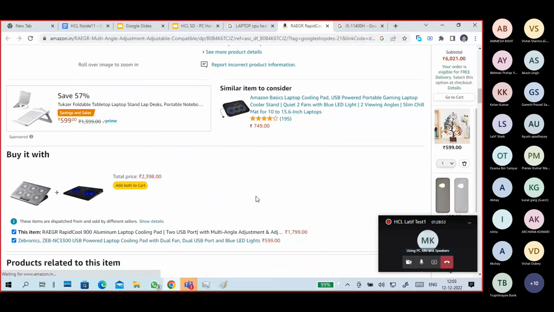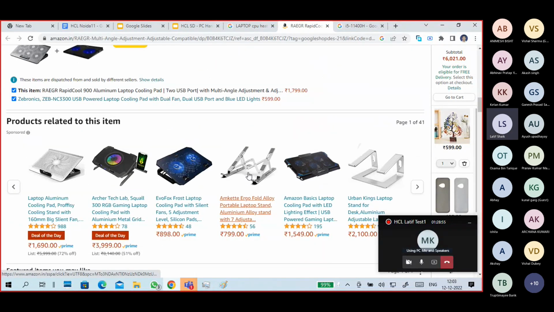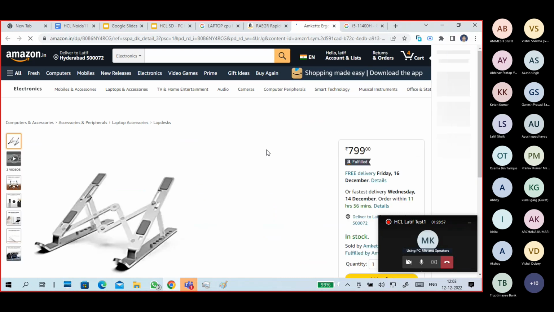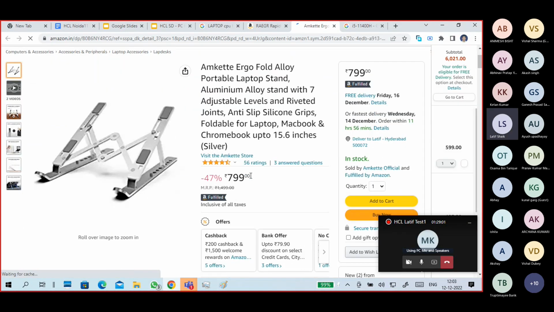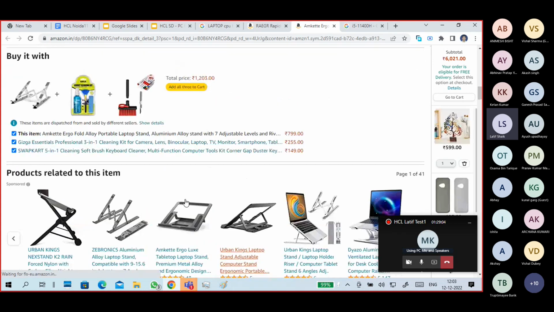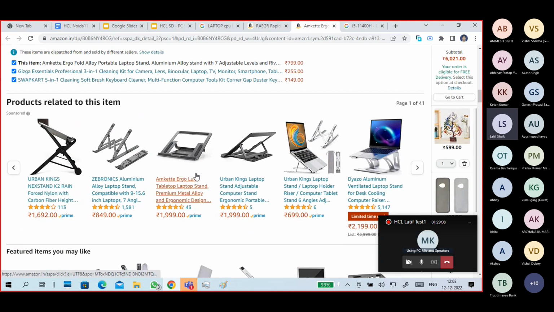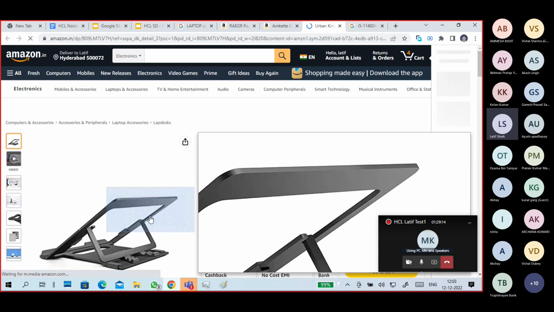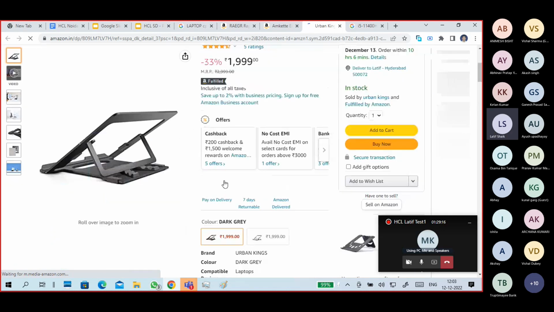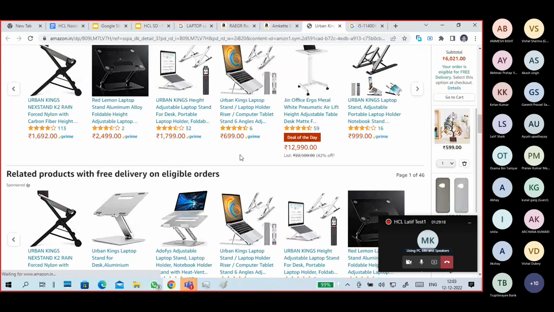Okay, so if you want to use a cooling pad, this is the better way. Not this big a stand, a very small gap stand is also enough. Okay, a small gap stand is also enough. A frame like this is also not recommended. This is also not completely recommended. It depends upon your laptop.